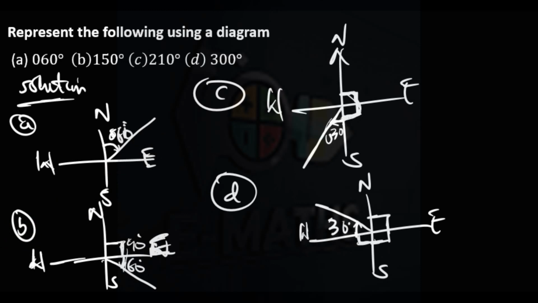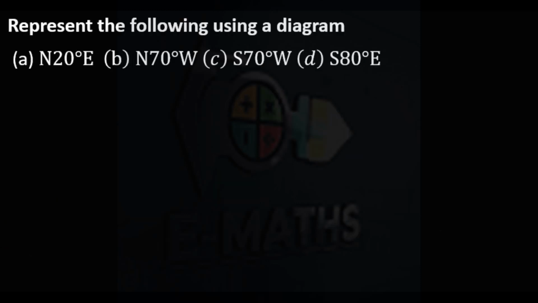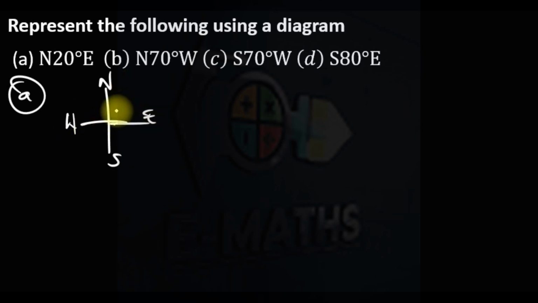It's very simple. Coming to compass bearing, the same principle applies, but the first letter is where we start. So we're starting north here, north, south, south. The first one is easy. We draw our cardinal points: north, south, east, west. This is 20 degrees from north, so it moves like this. That's the first one.